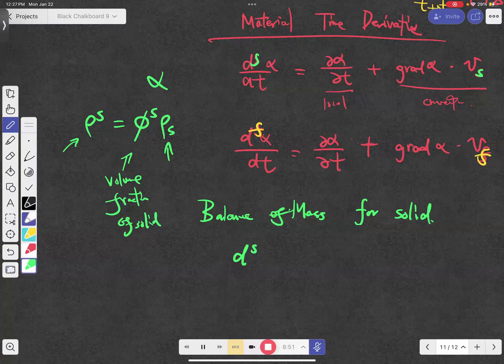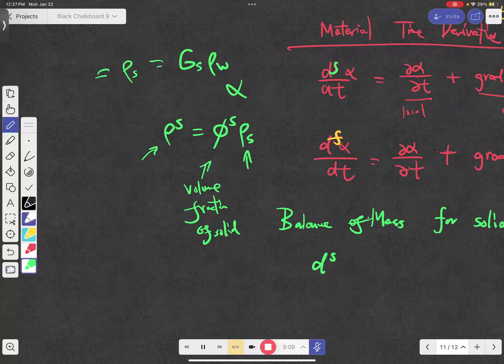Okay, in your undergraduate course, you may learn something called specific gravity. What does specific gravity give you? It is a relationship between the water density and the solid density, and that density is the intrinsic density. What is the meaning of the intrinsic density? It is ms divided by Vs.